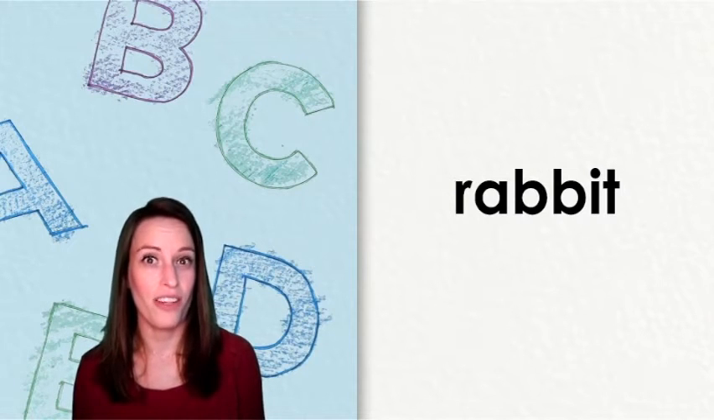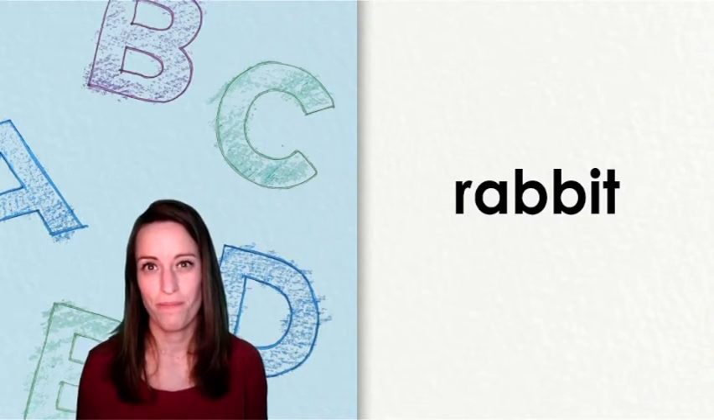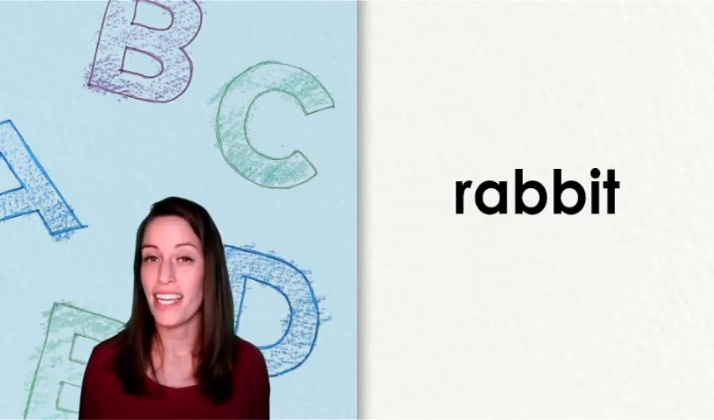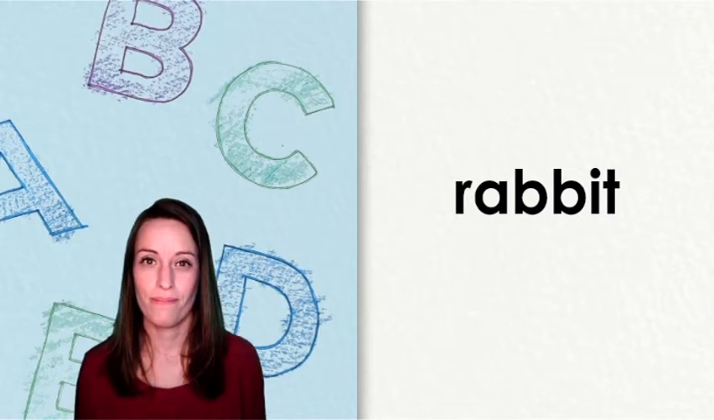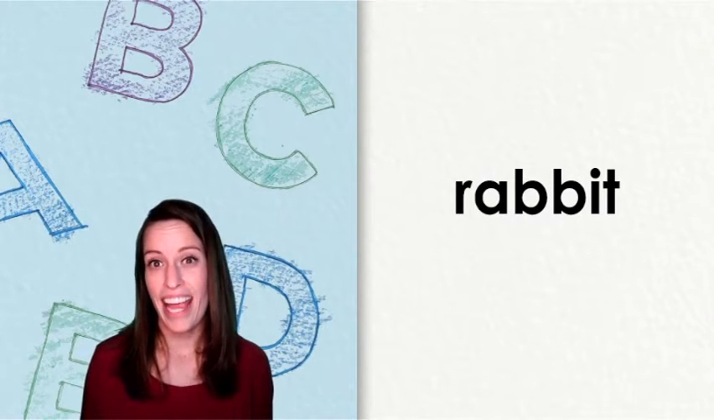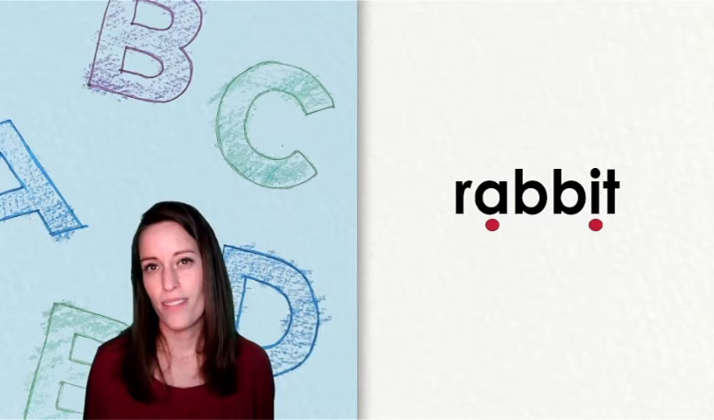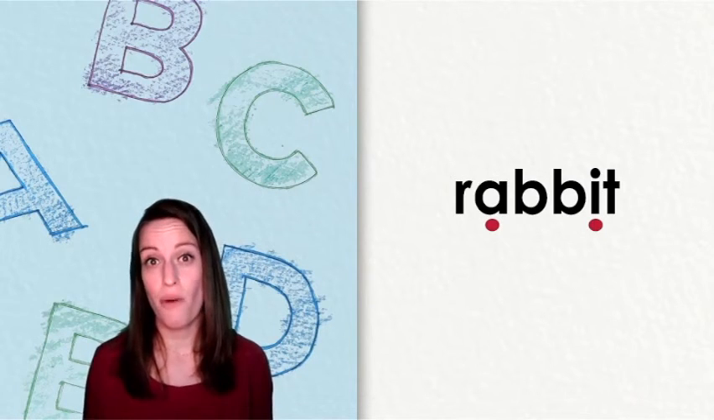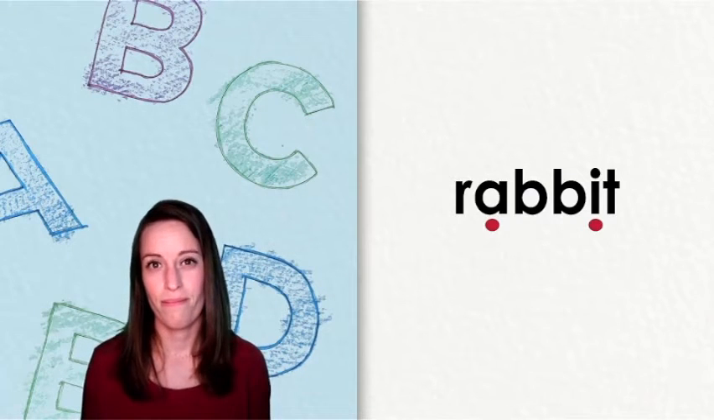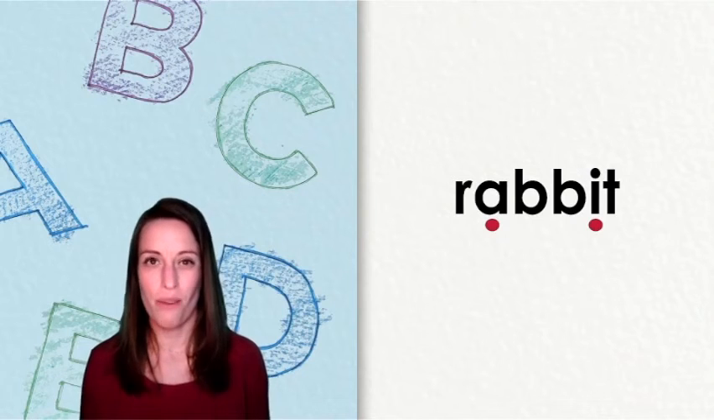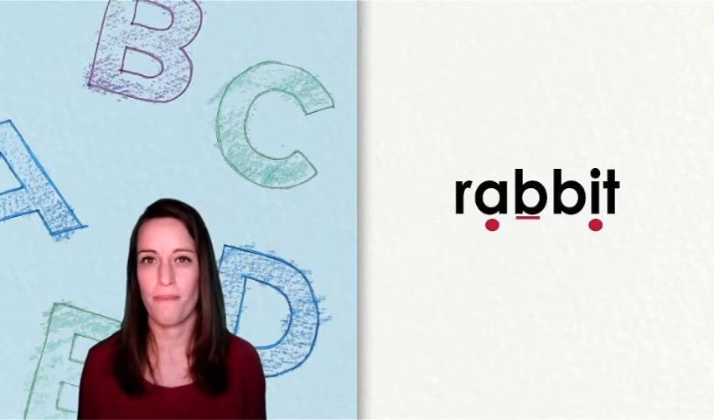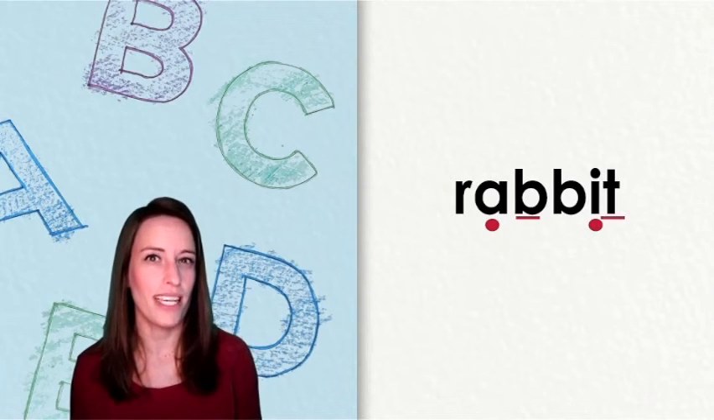We can figure it out by looking closely at the clues. Let's start by looking for vowels. How many vowels do you see? That's right, there are 2. A and i. What kind of sounds do these vowels make? Long or short? That's right, they are both short vowel sounds. Look, the a is closed in by the b, and the i is closed in by the t.